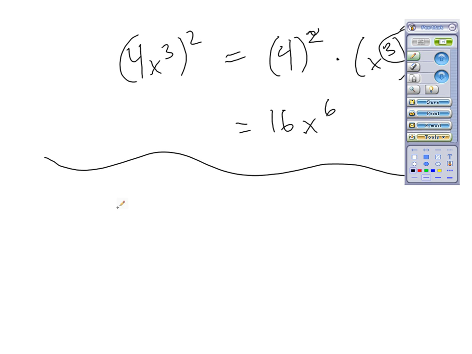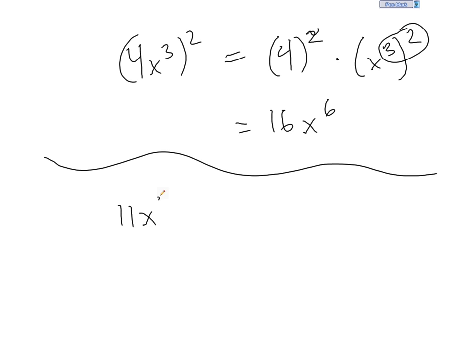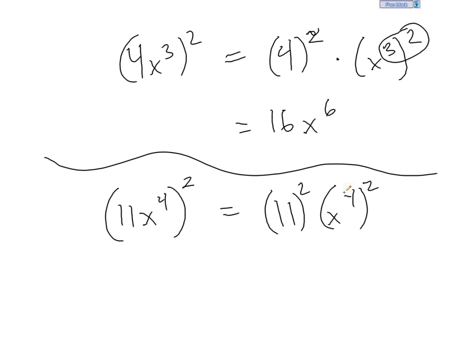As one final example, let's say 11x to the 4th all raised to the 2nd power. So similar process. 11 would get multiplied by itself, and x to the 4th would get multiplied by itself. 11 squared, or 11 times 11, is 121. 4 times 2 is 8, so I would get 121 x to the 8th power. So now we've dealt with exponents a little bit.